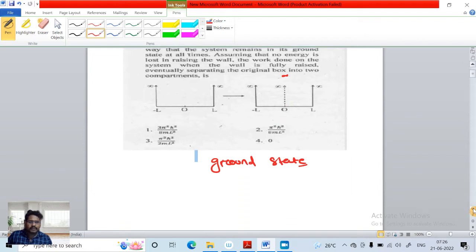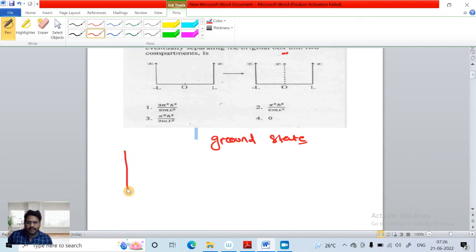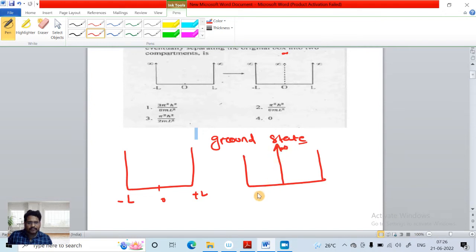Okay, that means we can see again that you have an infinite potential well with walls at minus L and plus L, the center is at 0, and you raise a very thin potential wall whose height is infinity, so that it can divide this infinite potential well into two compartments. Let them be compartment A and compartment B. Then you have to find out how much work you have to do to do this.